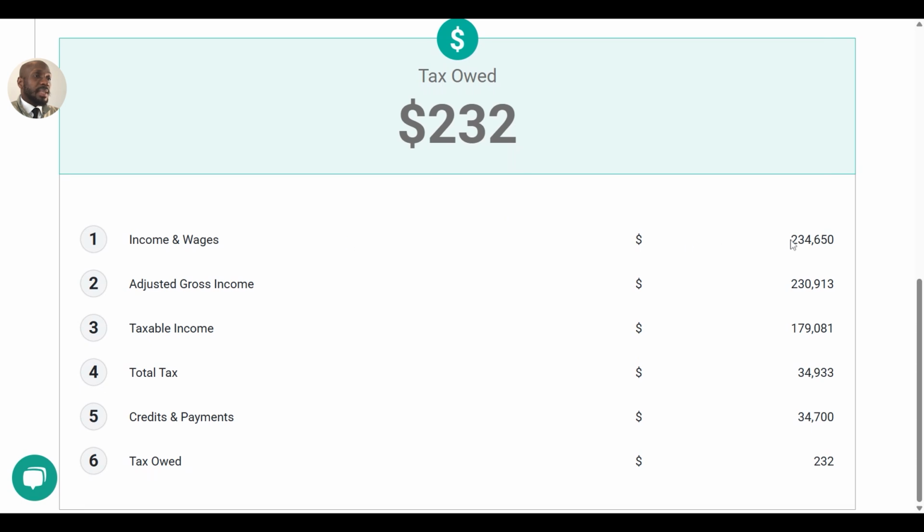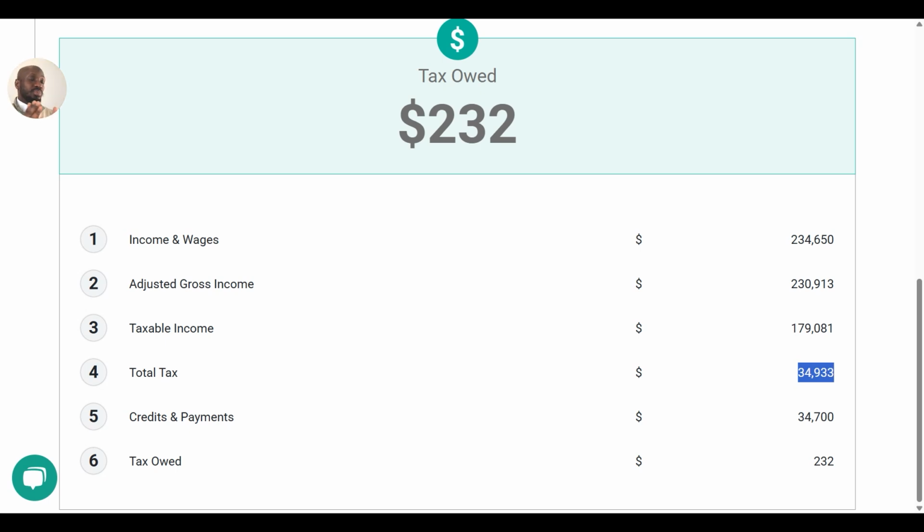So line 1, they had approximately $235,000 in income. Line 2, their AGI was about $231,000 after taking out $3,700 and change for Paula's self-employment tax deduction. Then line 3 is the taxable income of about $179,000 after taking out about $52,000 of below the line deductions. And then line 4 is the total taxes based off the total income.